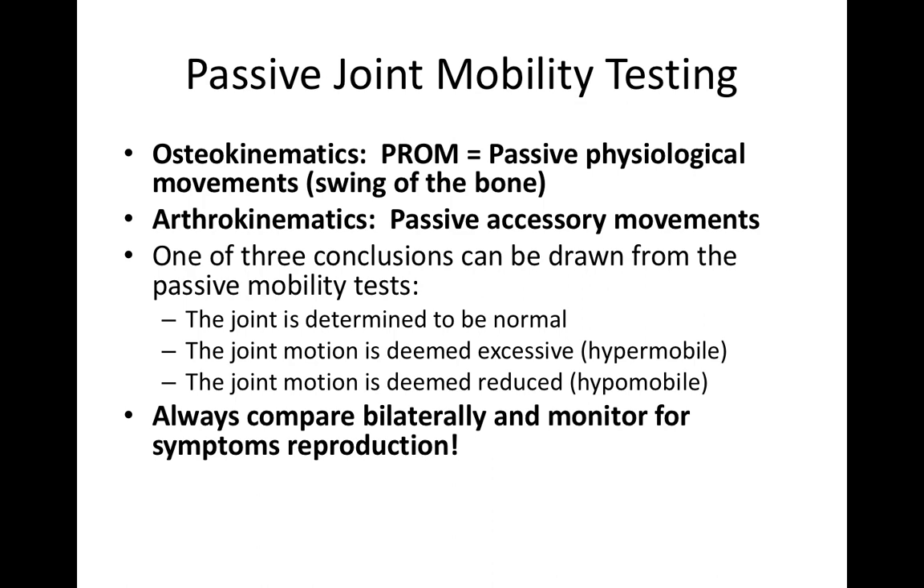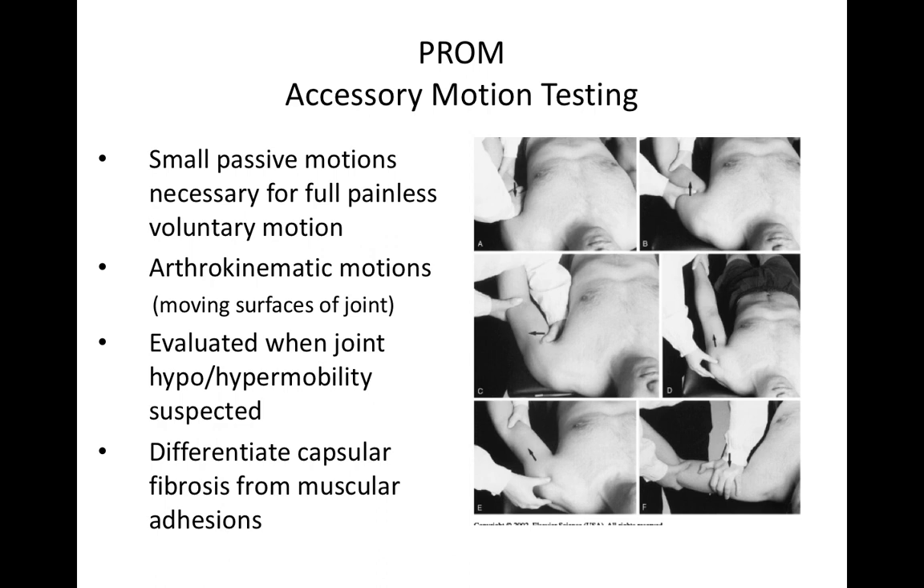We also want to take into account and monitor for any symptom reproduction that may happen. So if we're talking about accessory motion testing, what we're doing is we're creating small passive movements that are necessary for painless volitional movement. And again, when we're talking about arthrokinematics, we're moving the surfaces of the joint. So based on our observation of movement or our active and passive range of motion, if we evaluate the joint and we hypothesize that there's hypomobility or hypermobility, this would drive us to using accessory motion as a test and measure. As you can see in these different pictures, these are different methods of producing accessory motion at the shoulder joint or the glenohumeral joint.